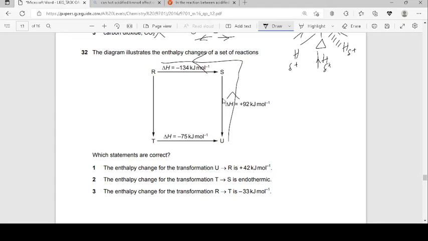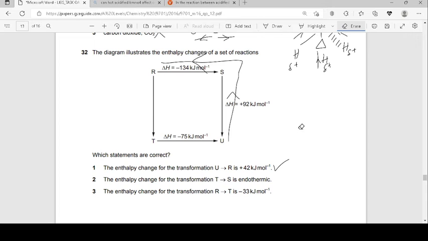From U to S I'm going against the direction of the arrow we've drawn here, which means plus 92 would become minus 92. And then again here from S to R I'm going against the arrow, which means minus 134 will become plus 134. So if I put this in my calculator, 134 minus 92 should be plus 42. So I got plus 42 kilojoules per mole, which means 1 is right.